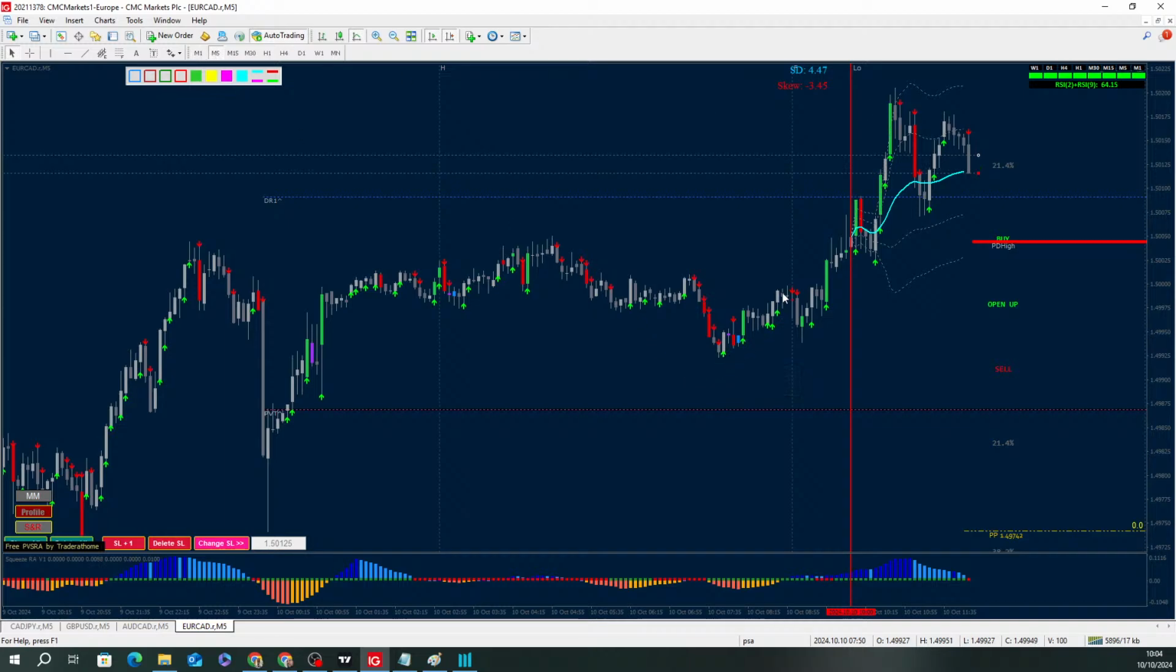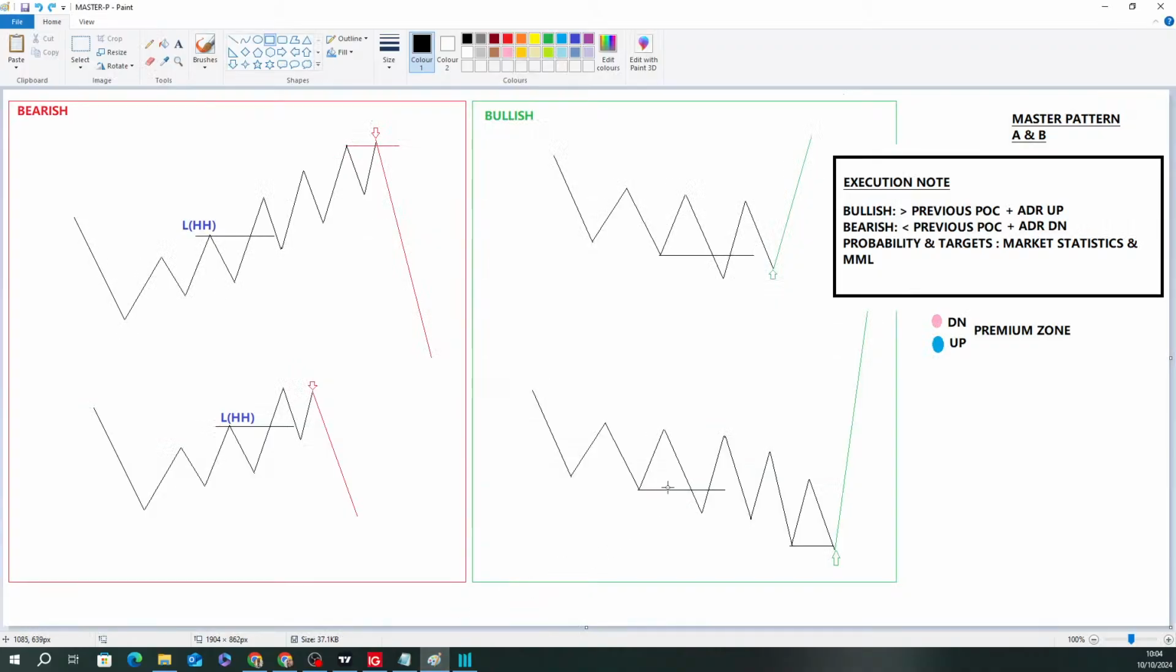The structure is a lower, higher high in an uptrend. So I'm going to use this green line to put that on it. Now that we've found the structure, this is a bullish market. We go to the pattern, and we're looking for where the structure is here. We can see that is the structure, and we are looking for 1, 2, 3 rises above the structure, then a fall before we can sell.